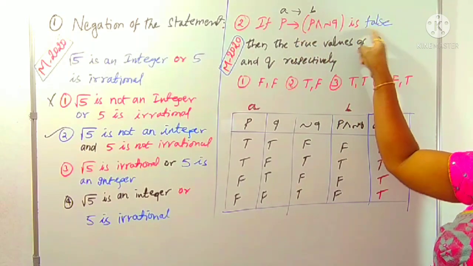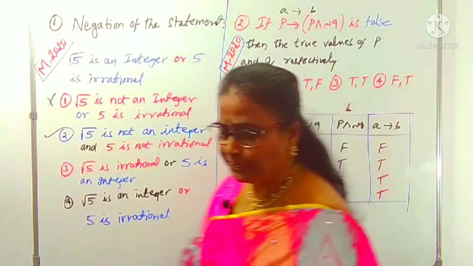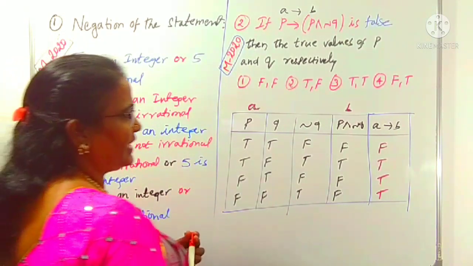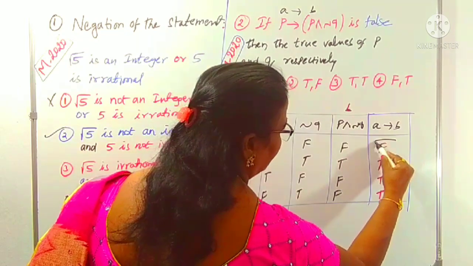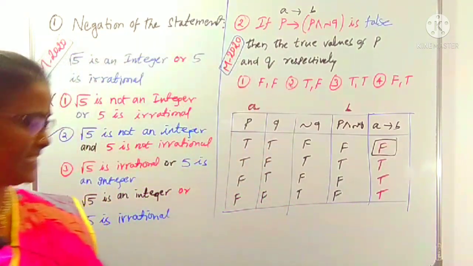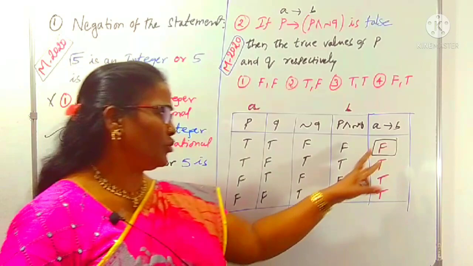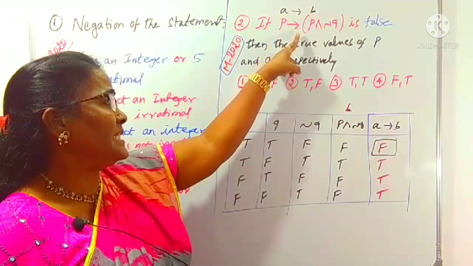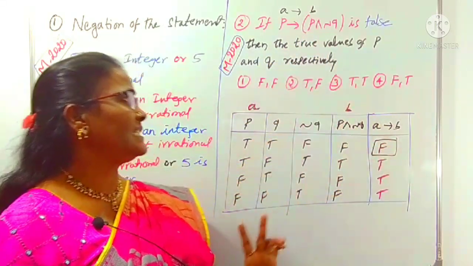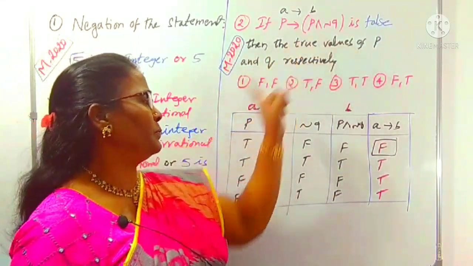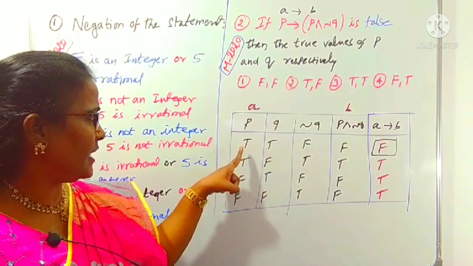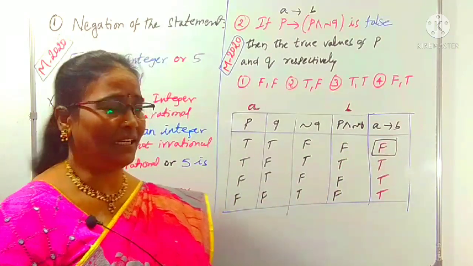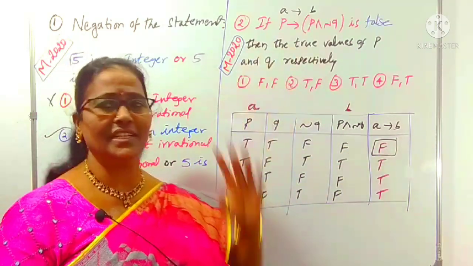A implies B is given as false. In which column is the false? False is there only in this one, only one column, F. So F means what? P implies (P and negation Q) is false. For what values of P and Q? P and Q both are T only. It is required. The resultant is false according to the given statement.